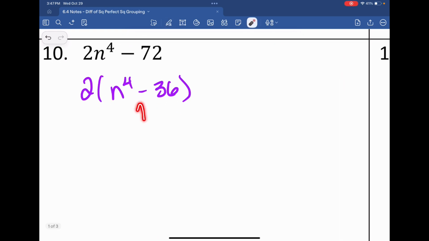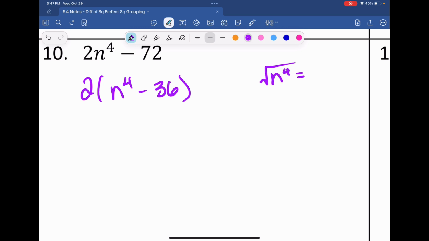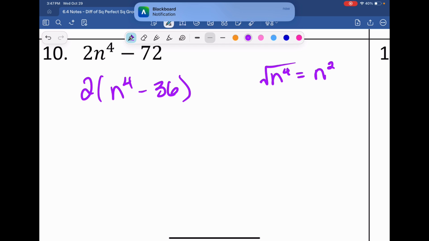Subtraction. 36 is a square. Square root is 6. And that n has an even exponent. It's 4. So this is a difference of squares. The square root of n to the 4th: to take the square root of an exponent, you divide it by 2. So 4 divided by 2 is 2. And then the square root of 36.